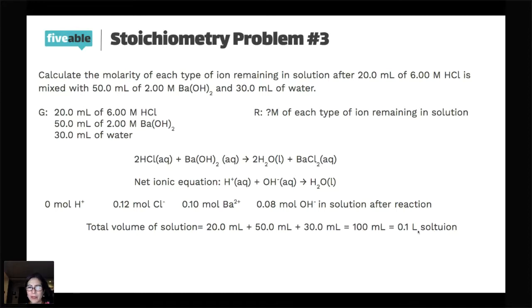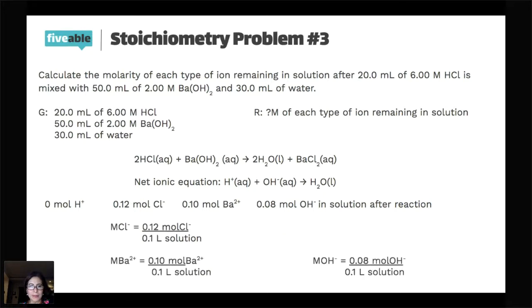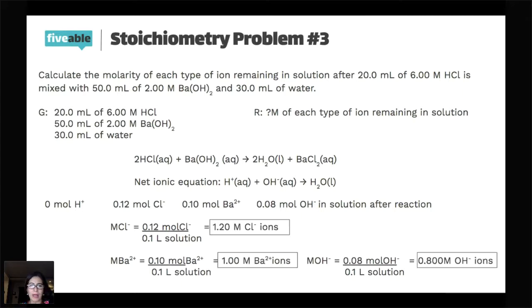Sorry for this typo. I will change it later. So now we divide each mole amount by the 0.1 liter of solution, and we will get the molarity of each ion in the solution after the reaction occurred.